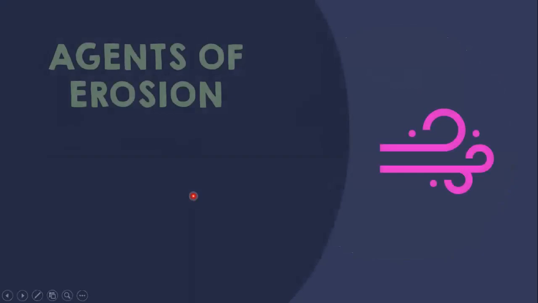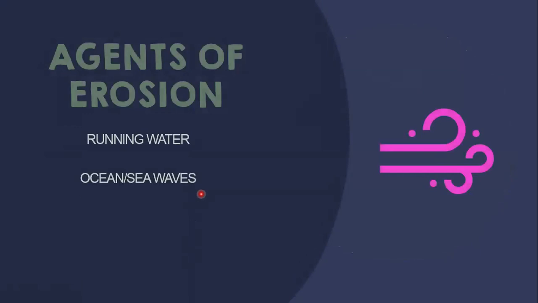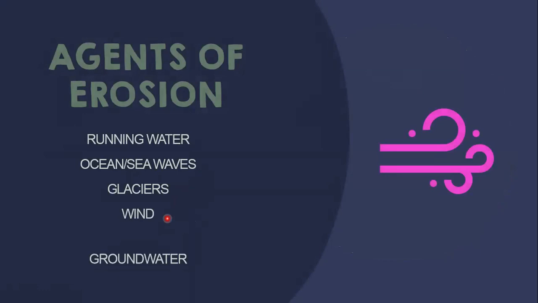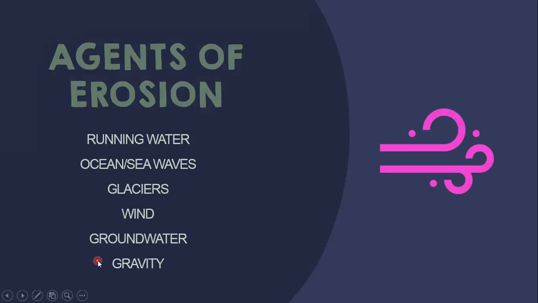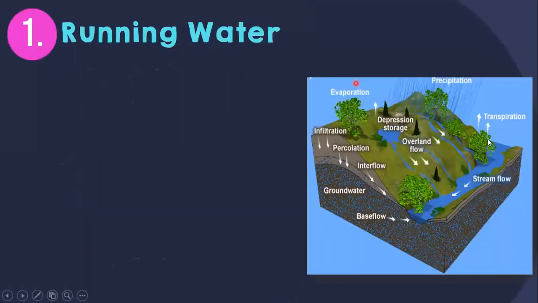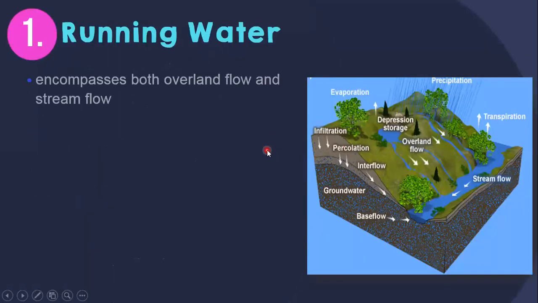So there are different agents of your erosions. We have running water, ocean or sea waves, the glaciers, the wind, the groundwater, and your gravity. So these 1, 2, 3, 4, 5, 6 agents of erosions are what we are to discuss today. So first is your running water. Now, this encompasses both overland flow and your stream flow here.